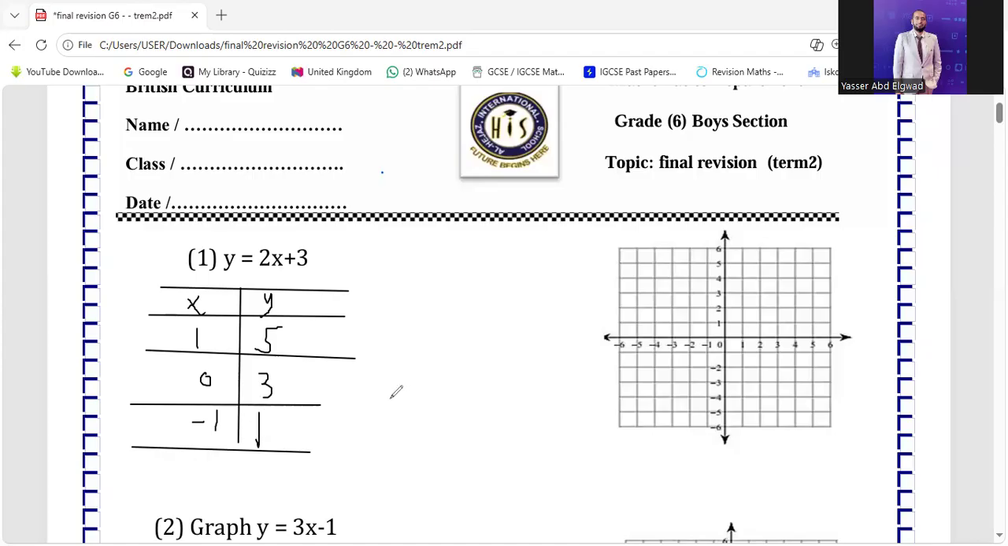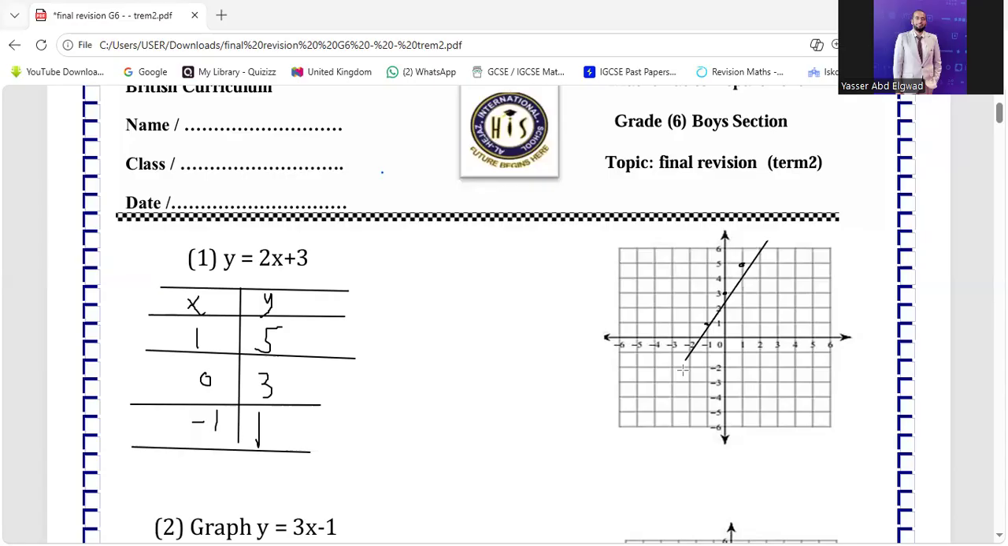We have to represent them. 1 and 5. Here is 1 and 5. Put a point like this. And the next one, 0 and 3. We do it like this, 0 and 3, up to 3. Here is the next point, negative 1 and 1. Here is a point. We can join them. Use a ruler to join the points like this.